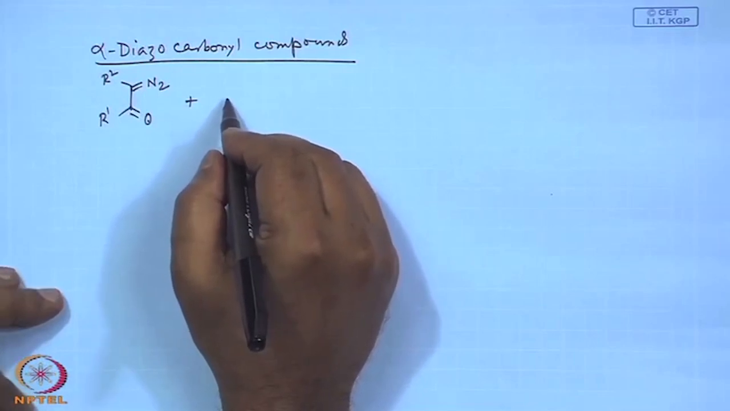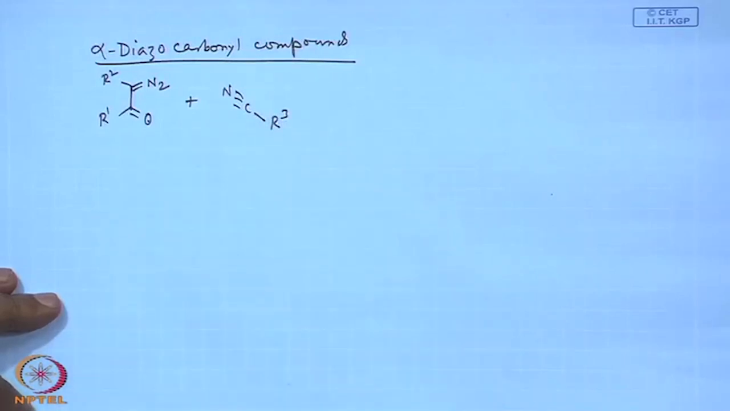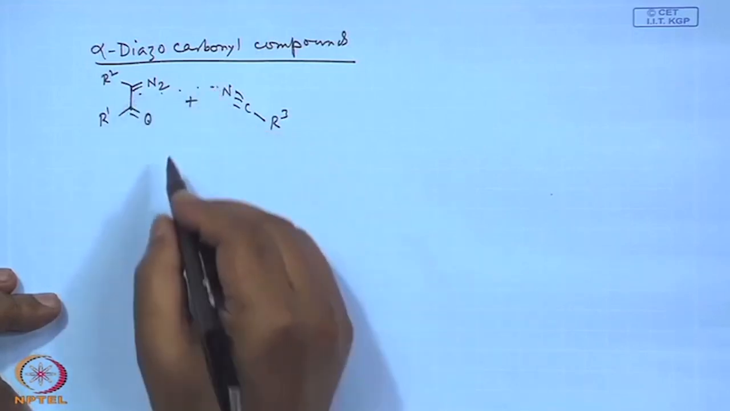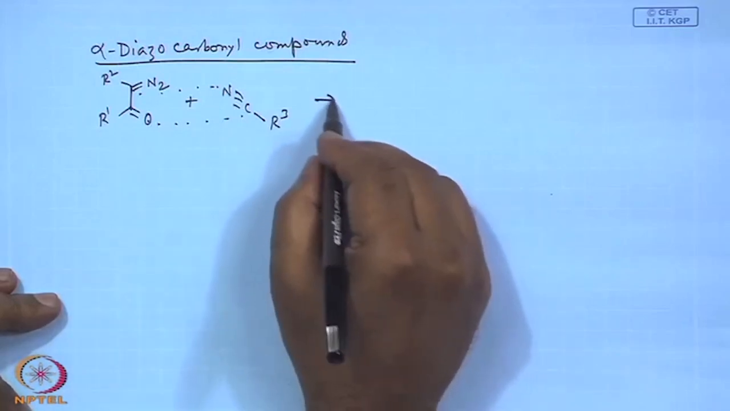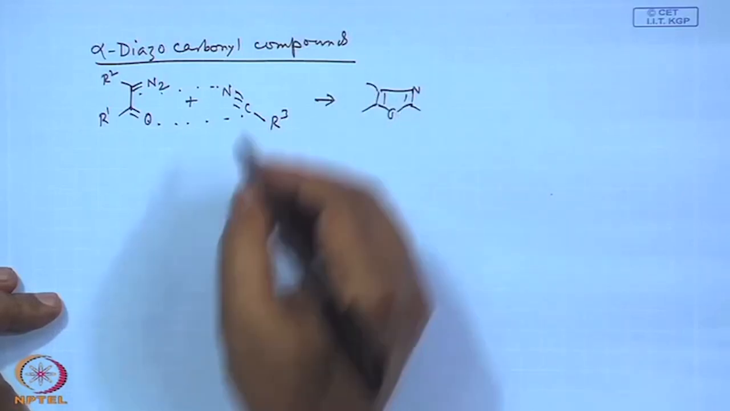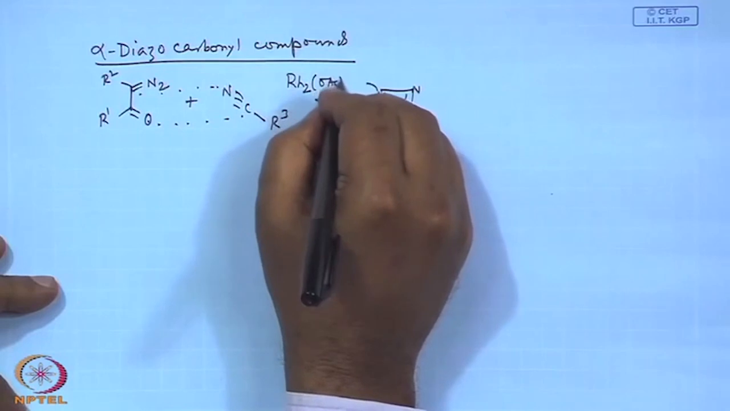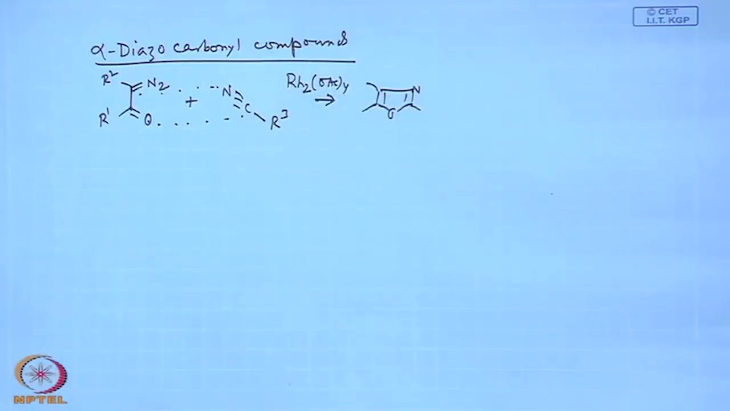And then for oxazole, what do you have to choose? One more carbon nitrogen system here. This would be linked to this carbon nitrogen, and this oxygen should be linked to this one. So eventually, once again, you will get the same kind of oxazole here. I will not write the R's, you can write them, but you again have to choose the catalyst. What is the catalyst you can think of? The conventional ones are heat, and occasionally copper triflate, but the more modern one is dirhodium tetraacetate.